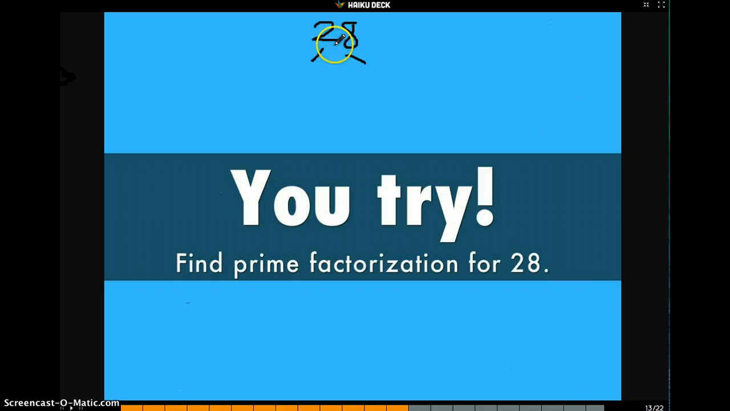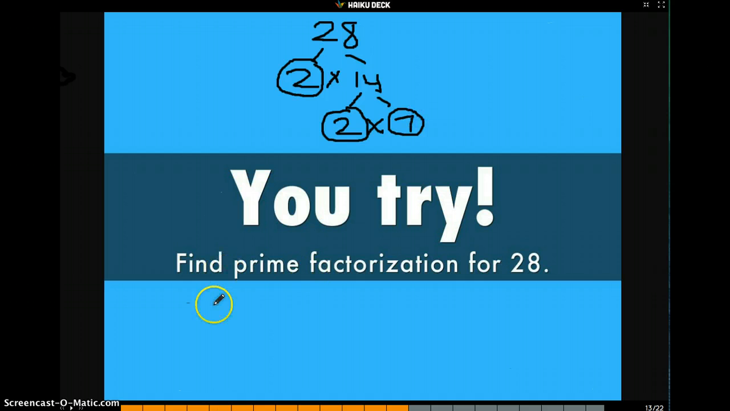Okay, so when trying to find the prime factorization of 28, we're going to break it down and we can do 2, because 2 is a prime number, times 14. We know 2 is a prime number, so we can stop there. 14 we can break down into 2 times 7. So 2 is a prime number, so we can stop, and 7 is a prime number, so we can stop. So remember, we're going to write it down here in numerical order, so we have 2 to the 2nd power times 7. And to check it, 2 times 2 is 4, 4 times 7 is 28.